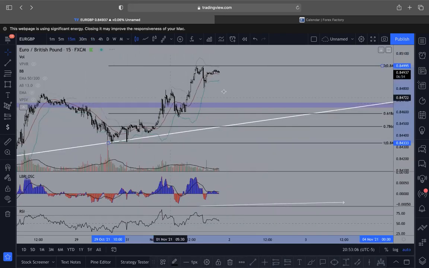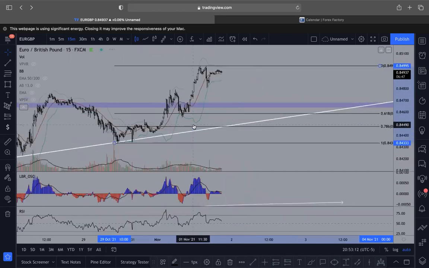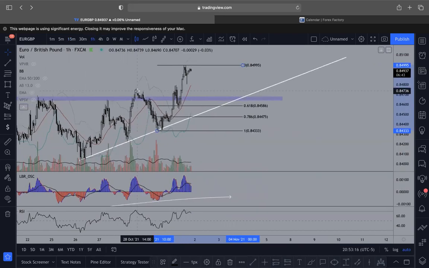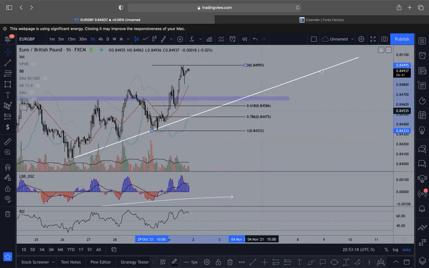On the lowest time frames, it might be ready to start to correct, but it's a little risky. It doesn't have enough divergence for me to try to catch that little correction. I'm just going to look for this move here.